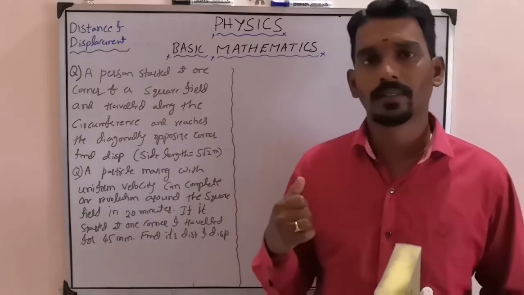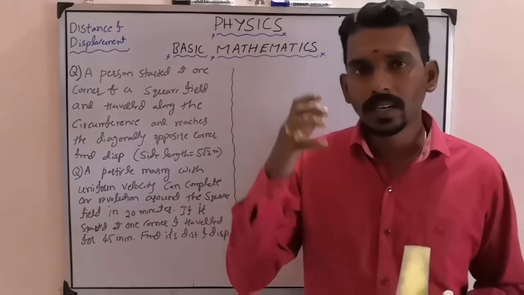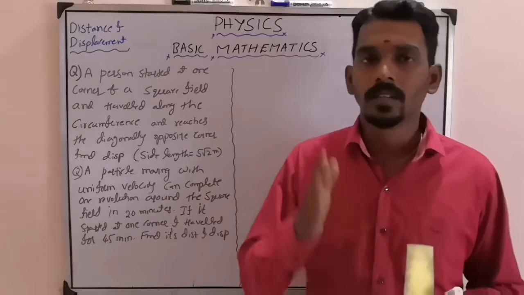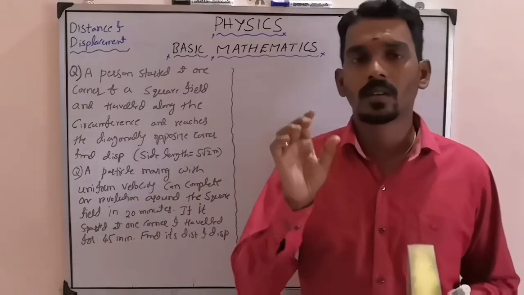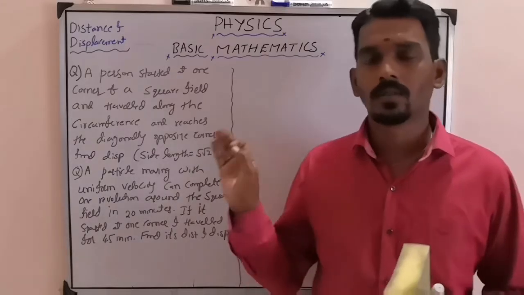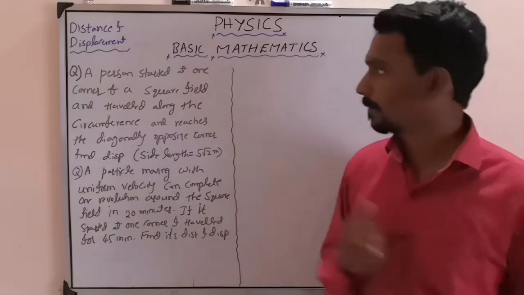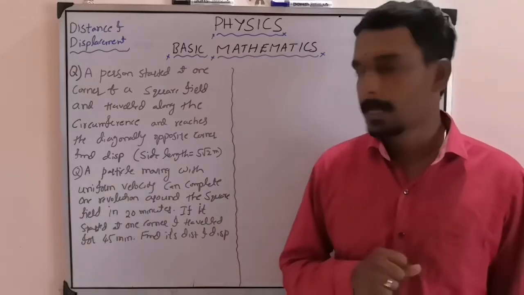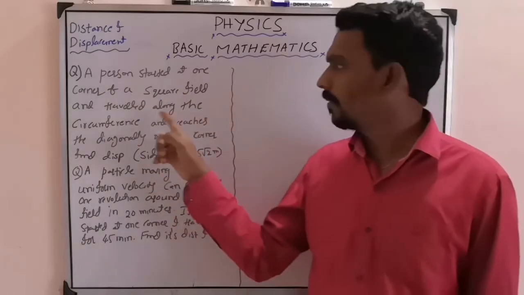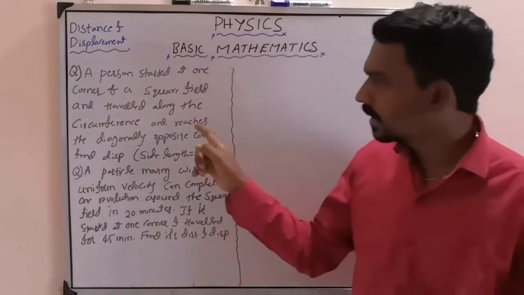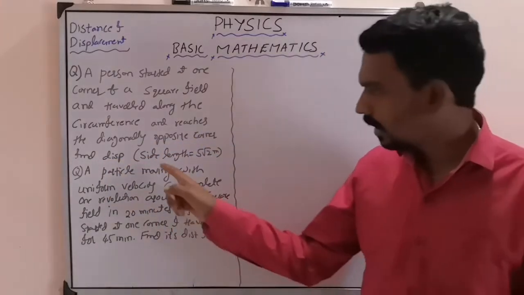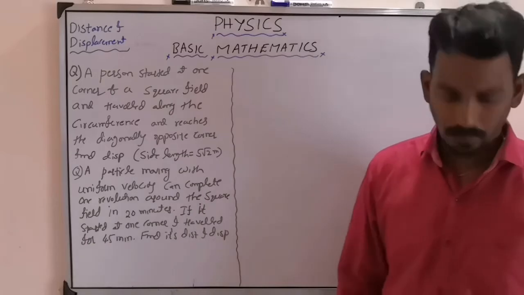Now, a theoretical question they have given, where from the data given you can draw one diagram. You can understand and you can draw one diagram. Then you can understand what the distance is or what the displacement is. By using mathematics, simple geometry only, you can solve such questions. So let's see the very first question. A person started at one corner of a square field and travelled along the circumference and reaches the diagonally opposite corner. Then find the displacement, where they have given the side length as 5 root 2 meter.